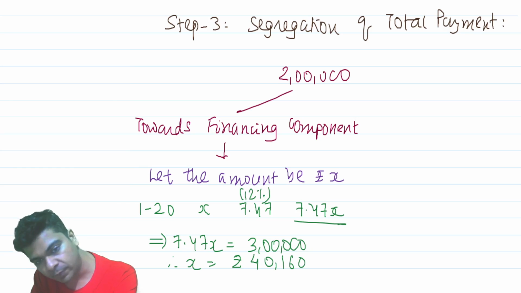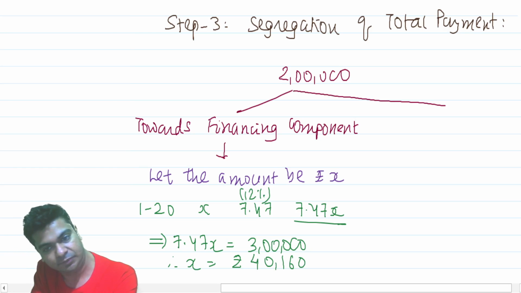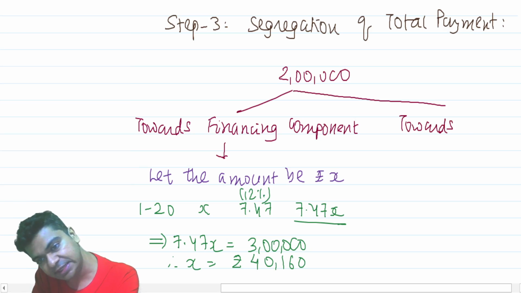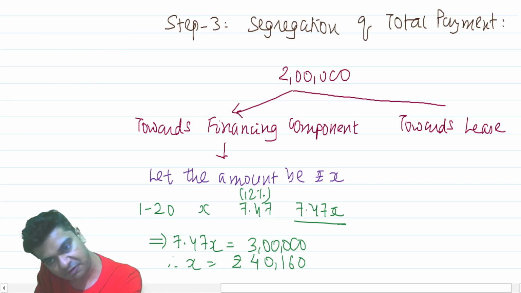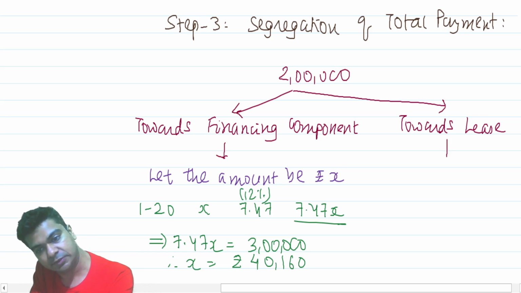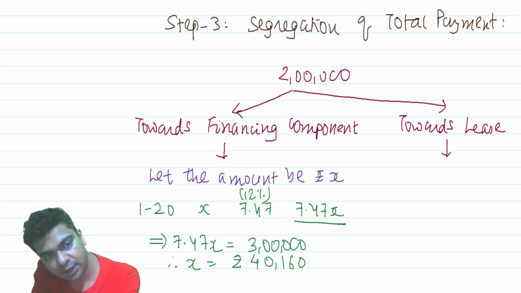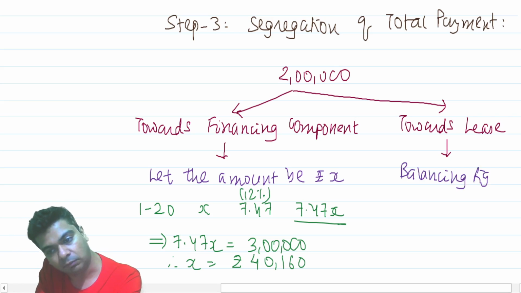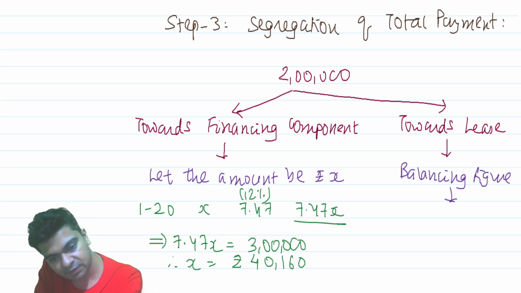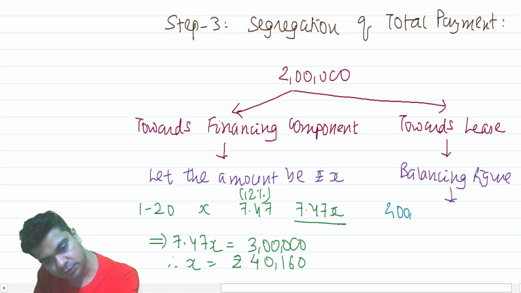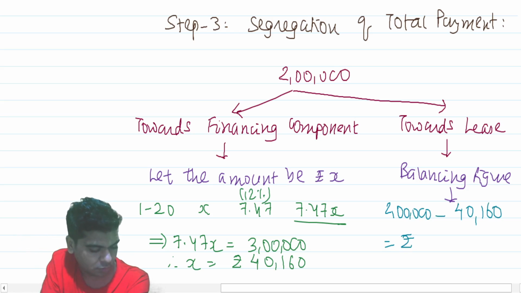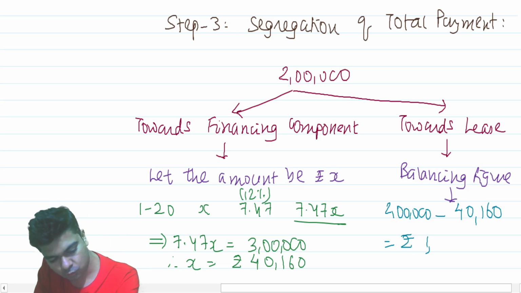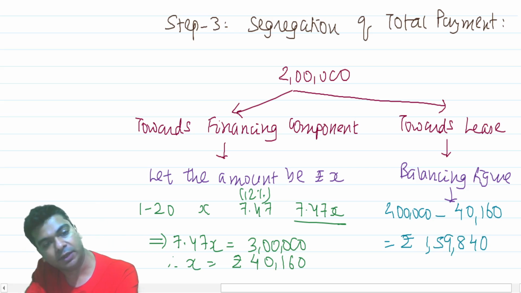Okay. So how much is towards the lease? So we say towards lease. This is one, this is another. Towards lease, this will turn out to be the balancing figure. So what is the balancing figure? 2 lakhs minus 40,160. How much is that? It's 1,59,840.